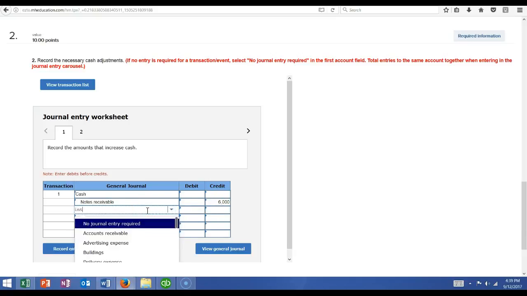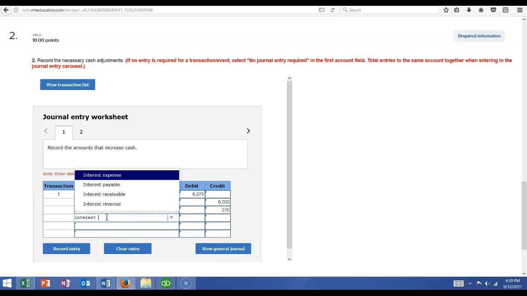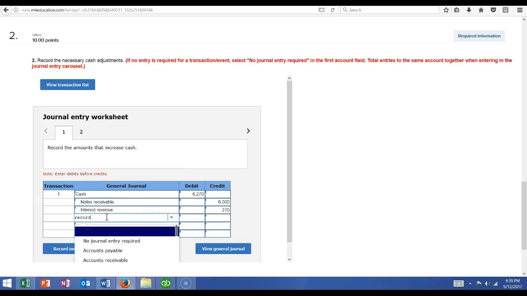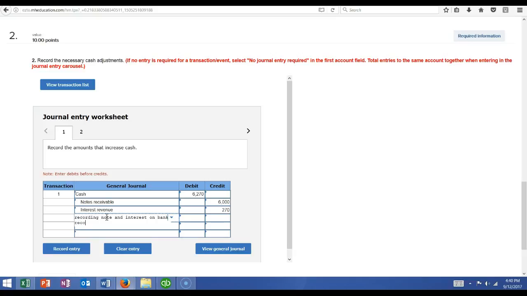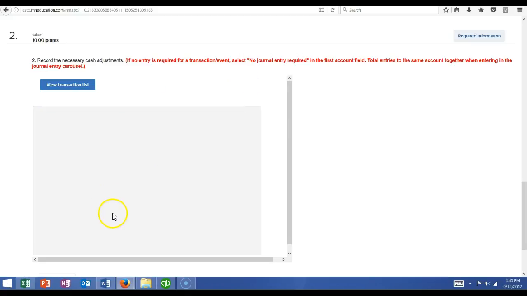Our interest earned, interest revenue of $270 would mean we have cash $6,270 as interest, recording note and interest on bank reconciliation. I guess we didn't have to show an explanation there.